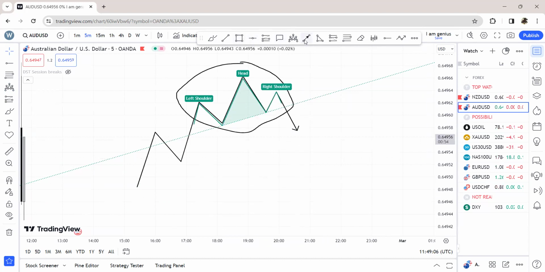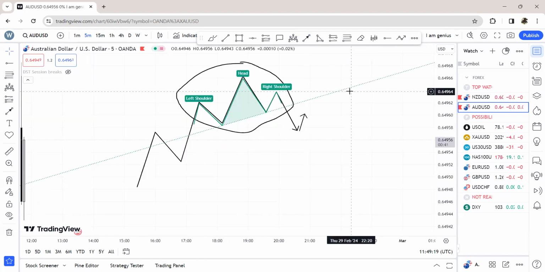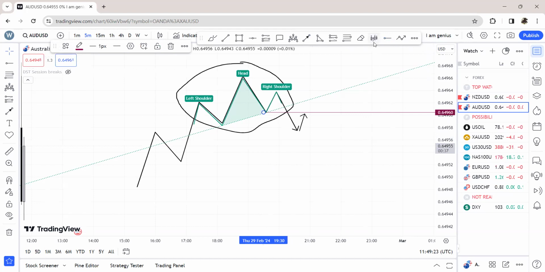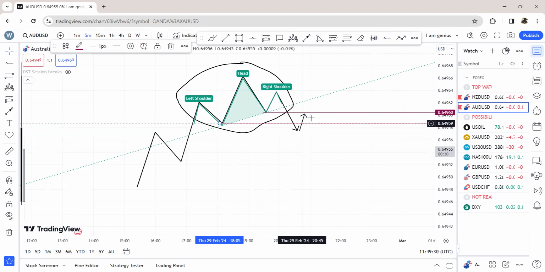But then you have to wait for the market to come back either to this level here, that line, or these two. You're waiting for it to either come back to that level or to this level. Retest either one of those levels, get your confirmation, put your stop loss just above.